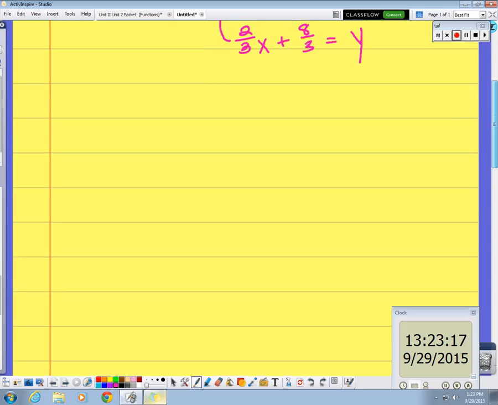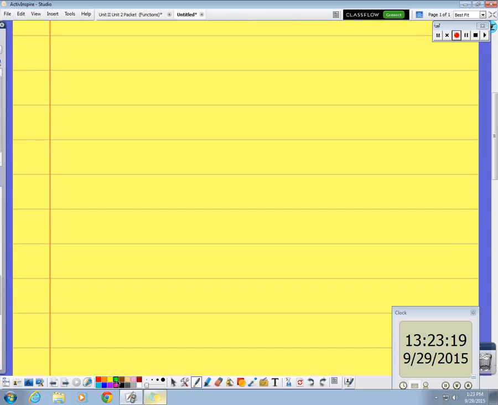Alright, example 2. G of x equals negative x plus 3. F of x equals negative x plus 3. Okay, it's the same function. We need to see if they are inverses of each other.